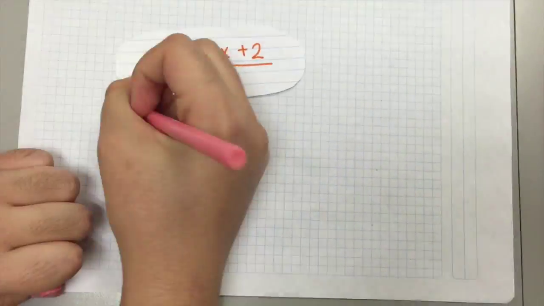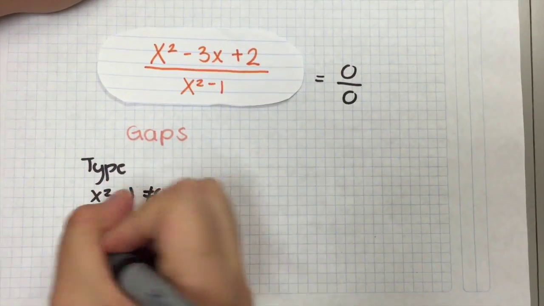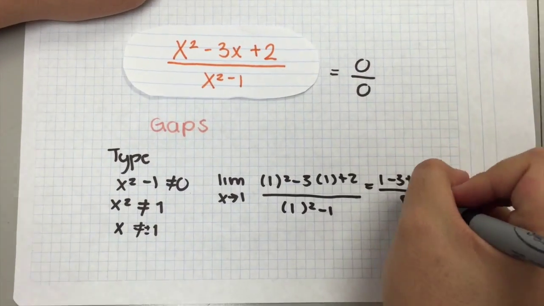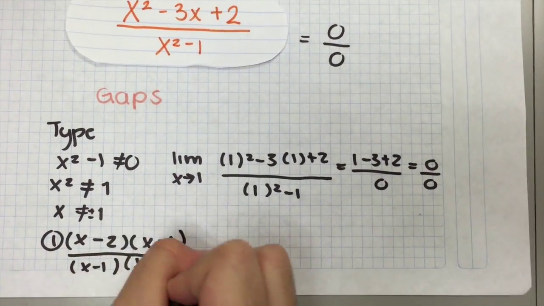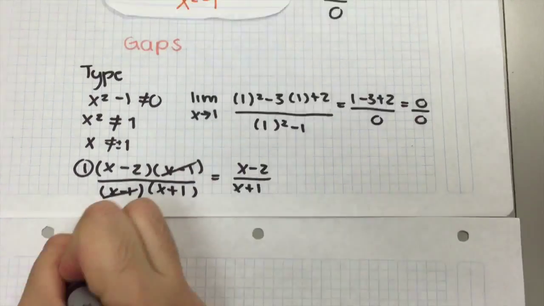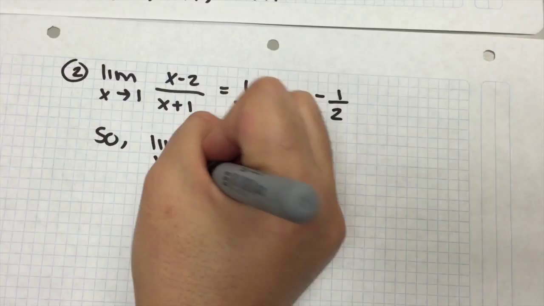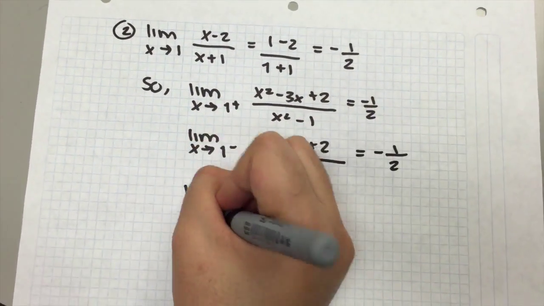In order to find if our function had a gap, we had to calculate the restriction and substitute it in our function. After that, we factorize it and simplify it. Finally, we substituted the x for its value, which is 1, in the function x minus 2 over x plus 1, and we found that the gap will be at the point (1, minus 1 half).